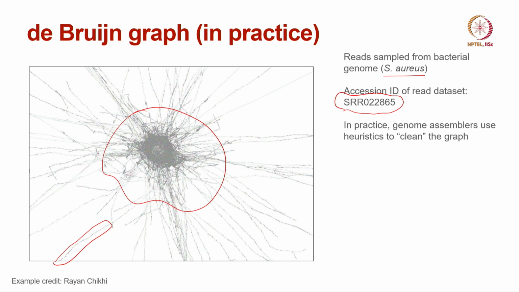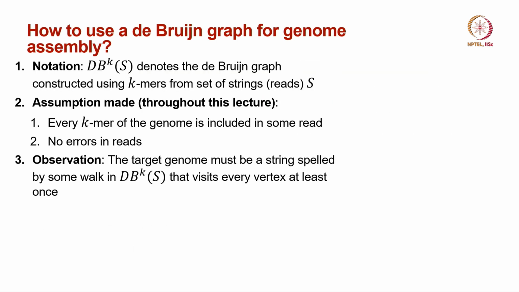In practice, genome assemblers would try to use multiple heuristics to clean the graph. By cleaning, I mean simplifying the graph, so that we do not see many tangles and many loops in the graph, and the genome sequence interpretation becomes easier. Okay, so let us move forward.